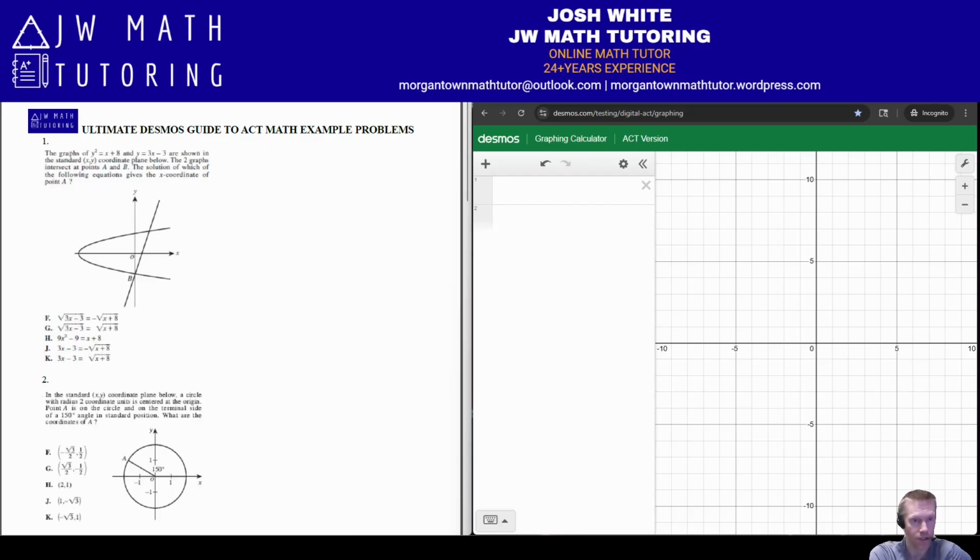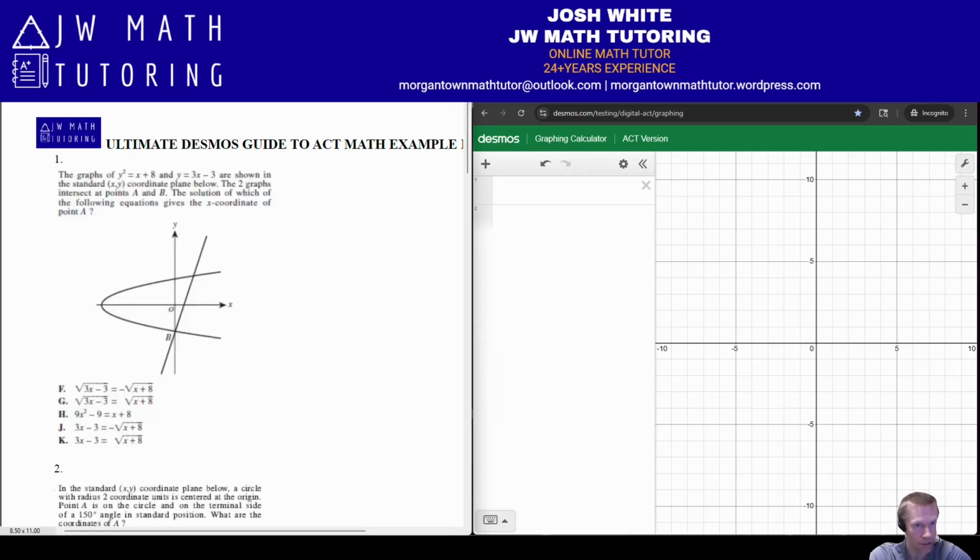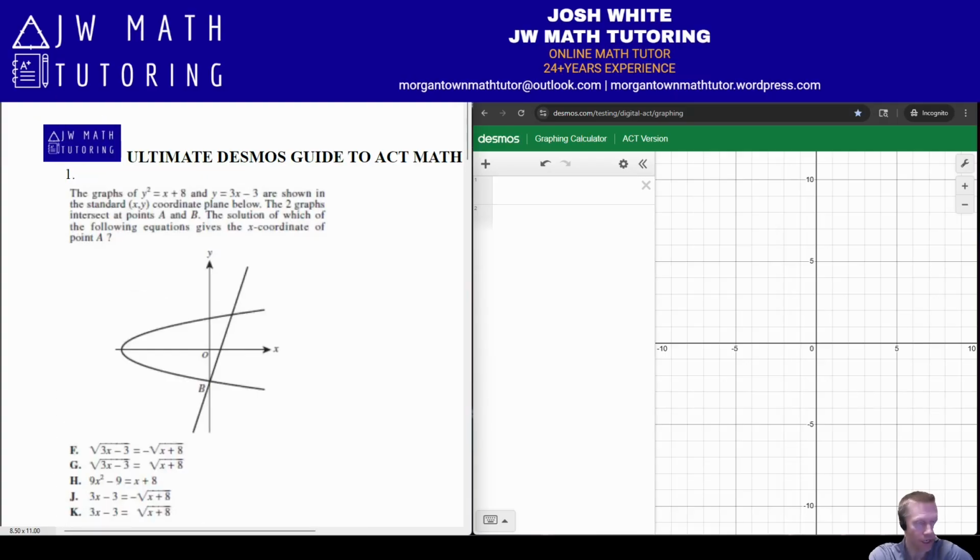All right, so let's go ahead and get started here. Question number 1, actually let me zoom in so I can make it a little bit larger on the screen here. You have two functions that are intersecting. They intersect at 2 points. And it wants to know which of these answer choices has the same solution as the x-coordinate of the intersection of point A. Point A would be the top intersection point right here.